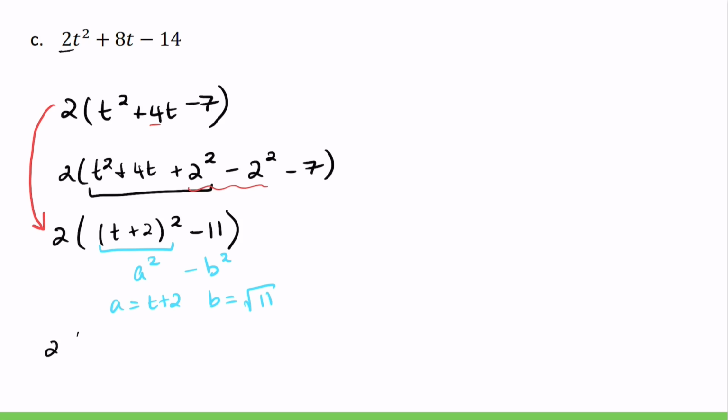So we've just got a 2 that's hanging out at the front, and then that will be t plus 2 plus root 11, and then t plus 2 minus root 11. And that there is fully factorized.